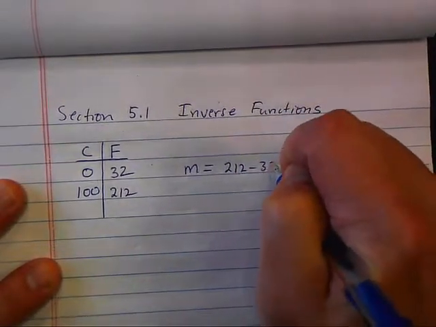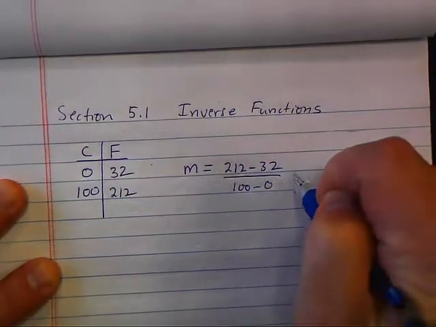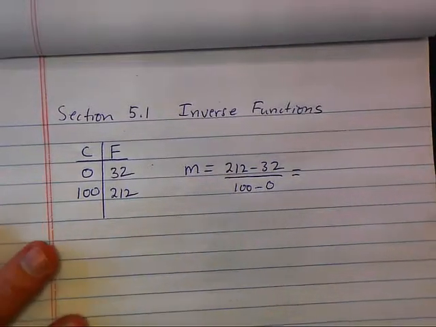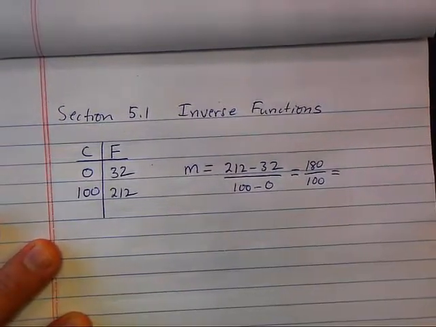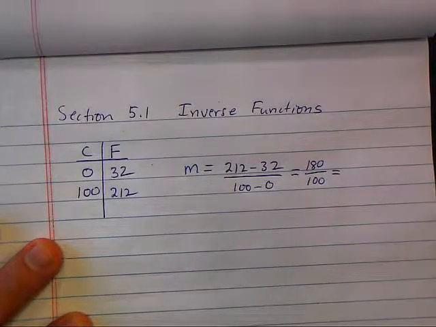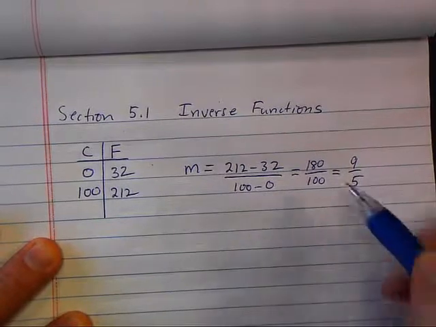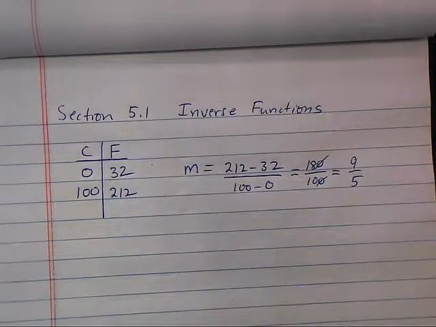So this is going to be 212 minus 32 over 100 minus 0. What's 212 minus 32? How much? 180 over 100. 180 over 100 reduces to be 1.8. I'm going to call it 9/5. Because I can certainly cancel out a 10, can't I? I can cancel out a 10 on top and bottom. So then it's 18 over 10. I can reduce by 2. That's 9/5. So that's my slope.